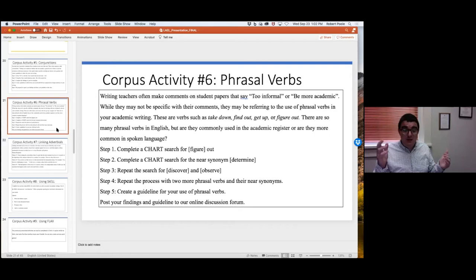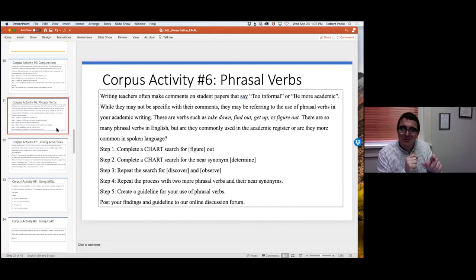And if they're not, so as I use here, figure out, if that's more informal, what can I choose instead of figure out? How can I then do a synonym search for other words? So if you were to go to the Corpus of Contemporary American English, COCA, you did this chart search with figure out, then you did another chart search with the near synonym, determine, with discover, with observe, you'll see clearly, and I think you could develop your own guideline that would likely lead you to think, wow, that one word synonym, discover, feels now more formal, more appropriate, more academic than the phrasal verb figure out.